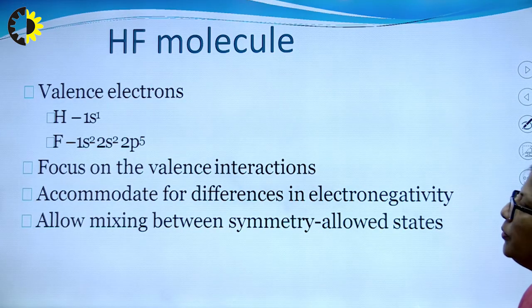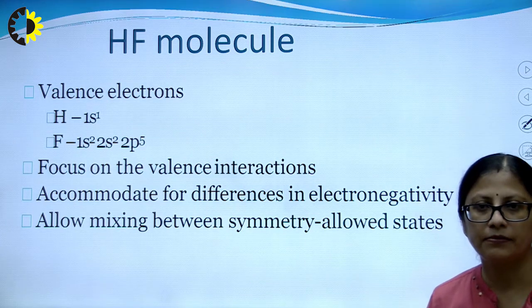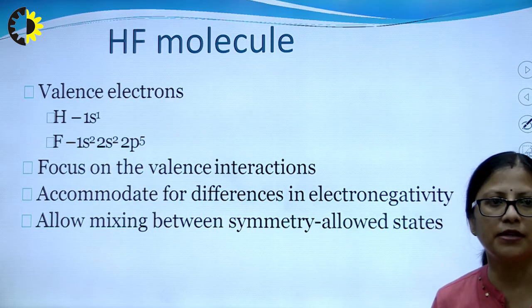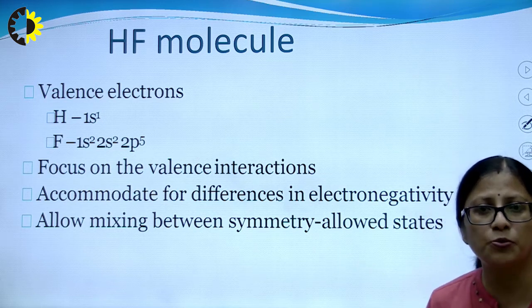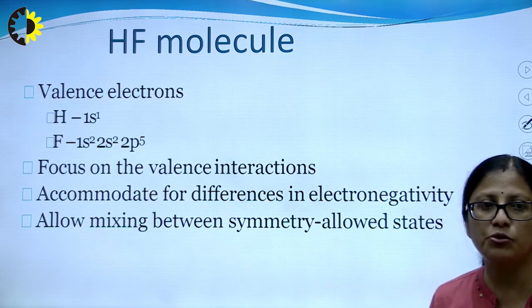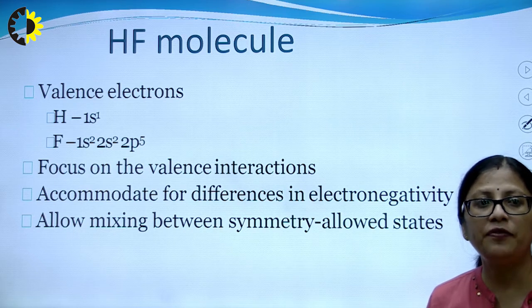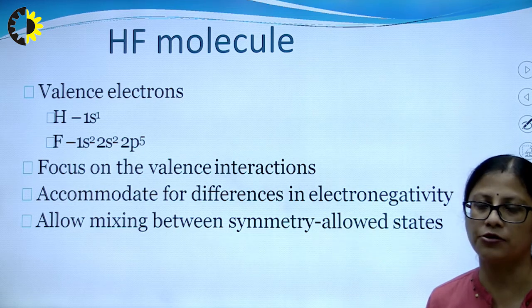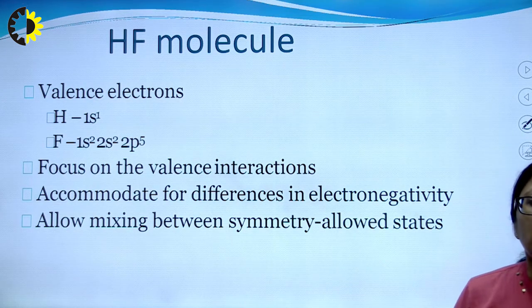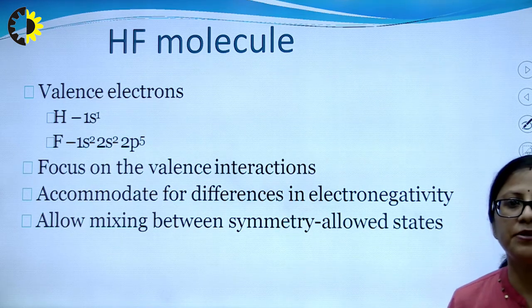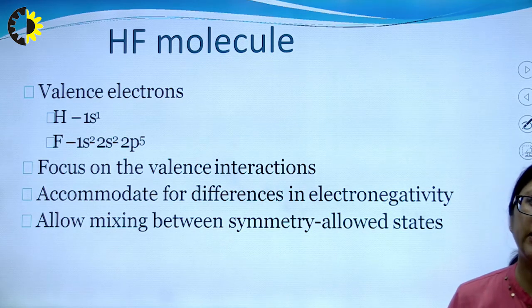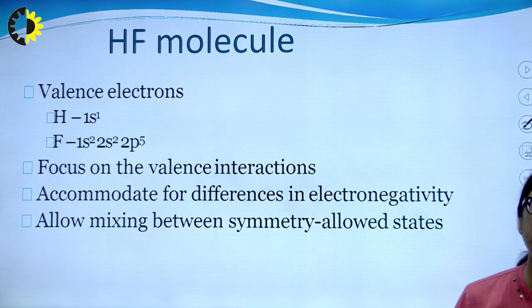Now, the next molecule is hydrogen fluoride. The valence electrons which are present: hydrogen has 1s1 and fluorine has 1s2, 2s2, 2p5. Here we are going to focus only on the valence interactions, and we are going to accommodate for the differences in electronegativities between the two atoms, and this will allow the mixing between symmetry allowed states. So there is going to be mixing between symmetry allowed states.